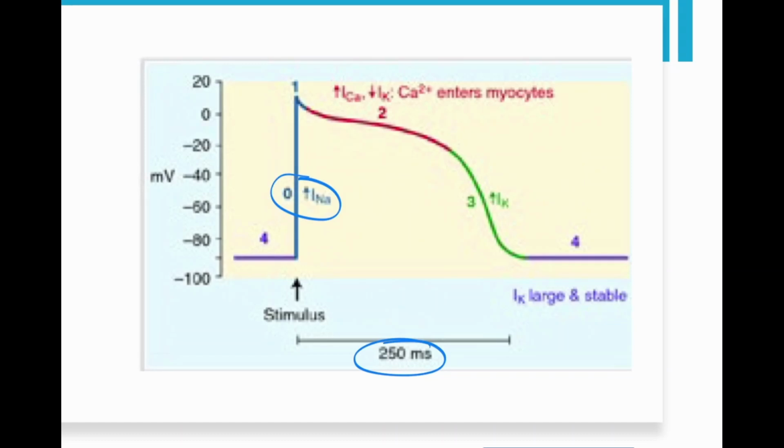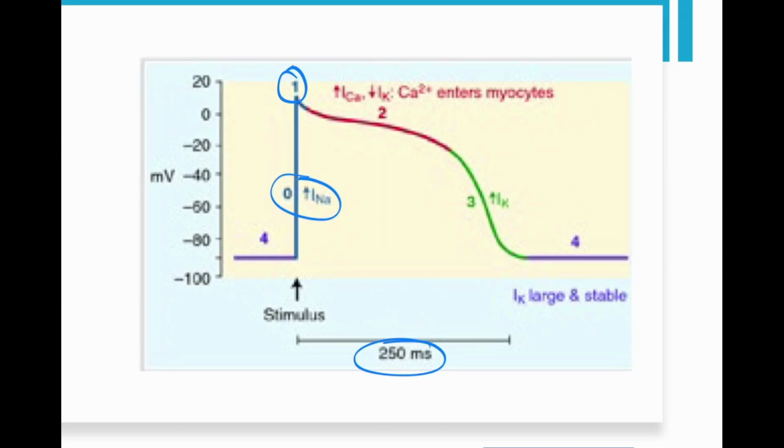Now, so we have our depolarization. In a normal nerve cell, at phase 1, what happens to our sodium channels at this point? They close due to what? The inactivation gate is there. The gate is still open, but the inactivation gate is there. So sodium now is done. No more sodium. It caused a depolarization. We're good. Now, phase 2 is called the plateau phase.